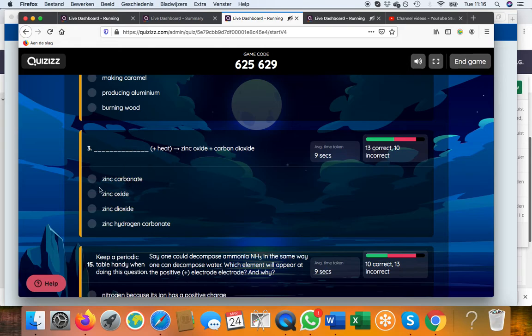So the only option is zinc carbonate, and it doesn't even matter if you know what these are. No, it does matter that you know what the compounds look like, but not even the correct numbers. You do need to know which elements appear.